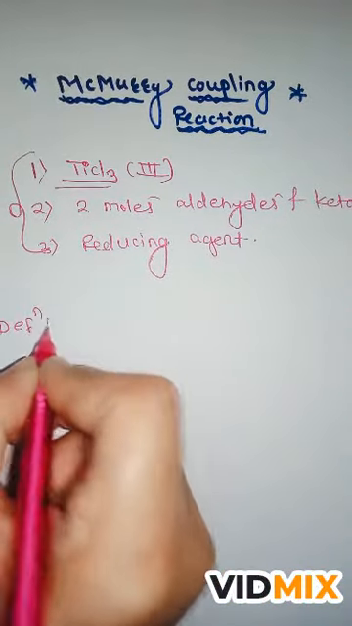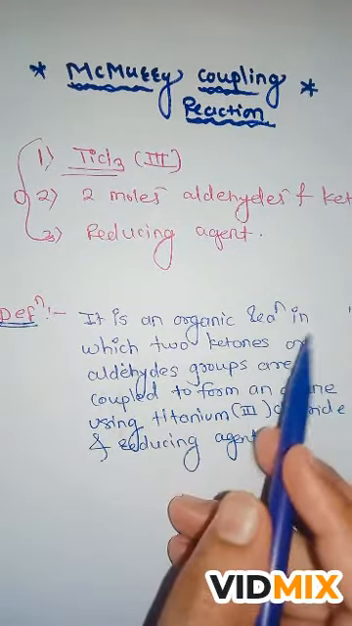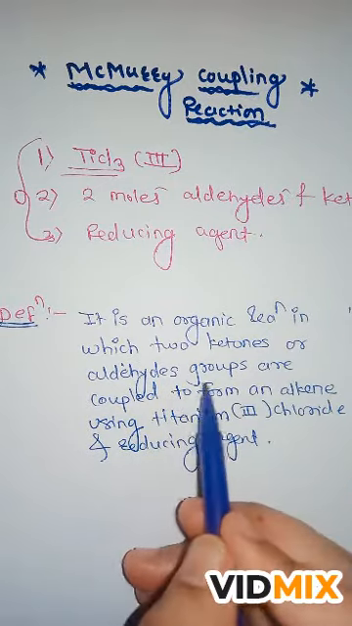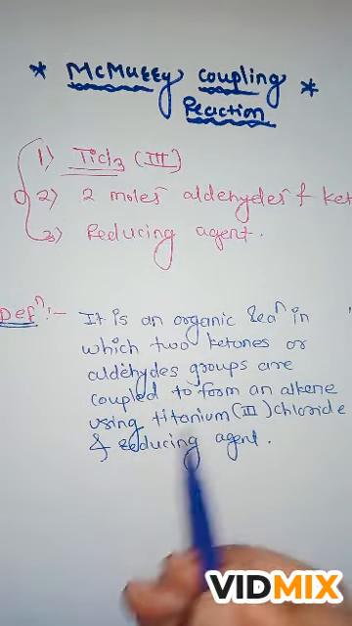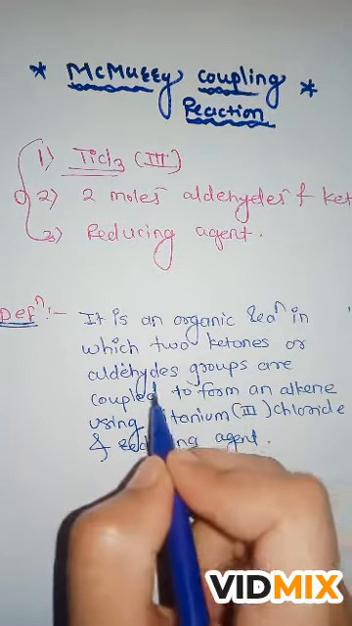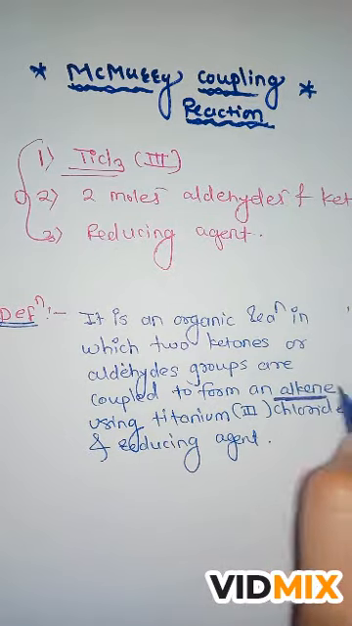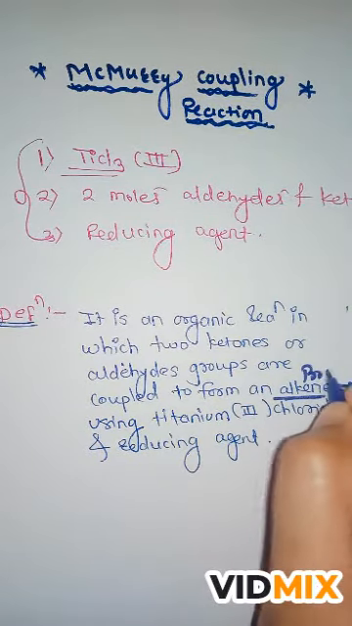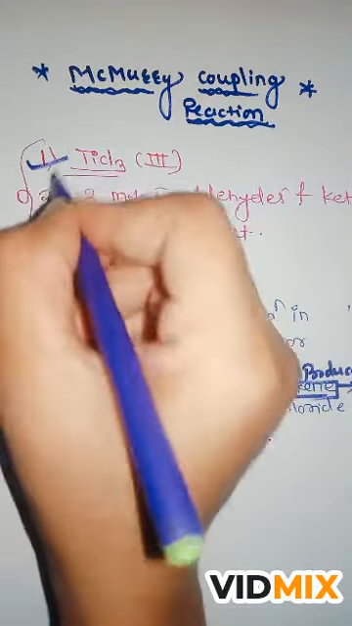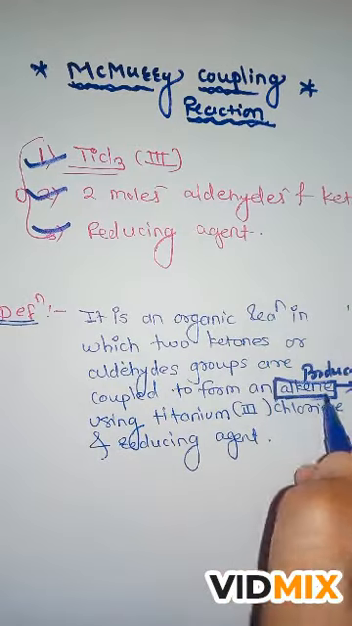Let's see the definition of the McMurry coupling reaction. It is an organic reaction in which 2 ketone or aldehyde groups are coupled to form an alkene using titanium chloride and a reducing agent. In this definition, here is the formation of alkene. This is our product. Alkene is our product. These three are our reactants and reagents, and the alkene is our product.